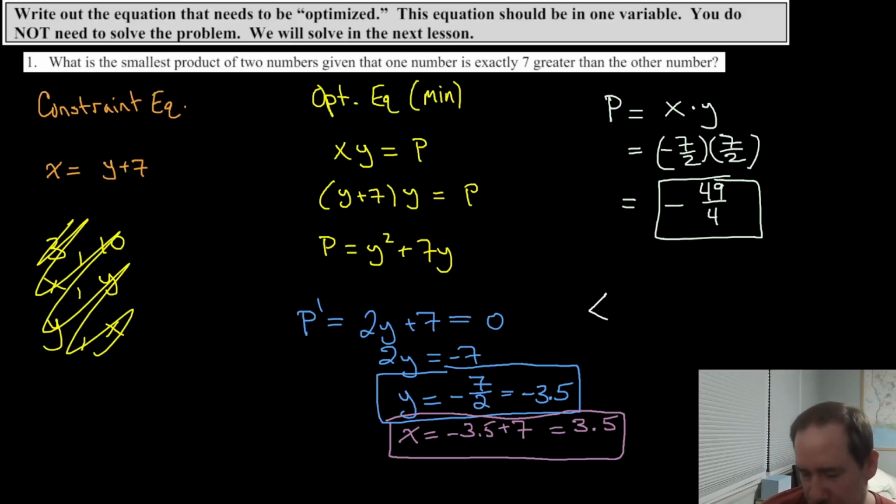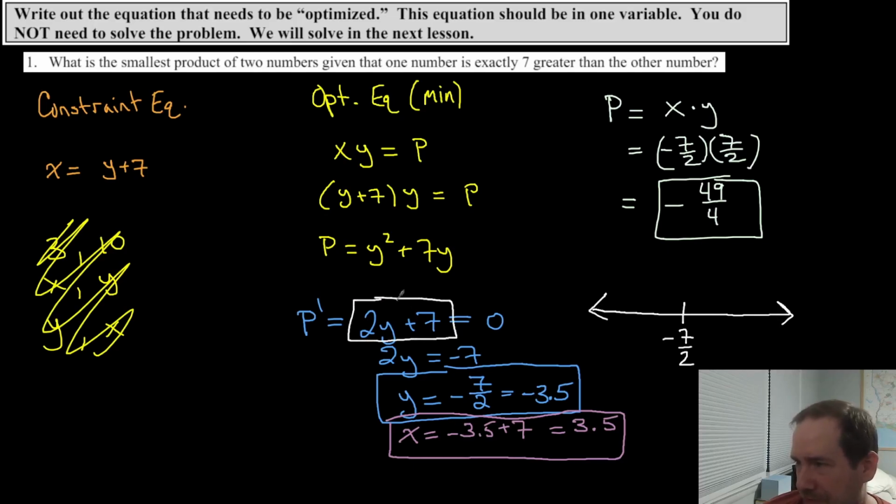What were we doing? We were doing a semi-unnecessary step where we're testing the critical value that we found to make sure it's actually a minimum. So negative 7 halves is our y. So if we test the derivative, this is the derivative right here. It's just a linear function. So surely to the left of that, we would come out to be negative, and to the right of this, we would come out to be positive.